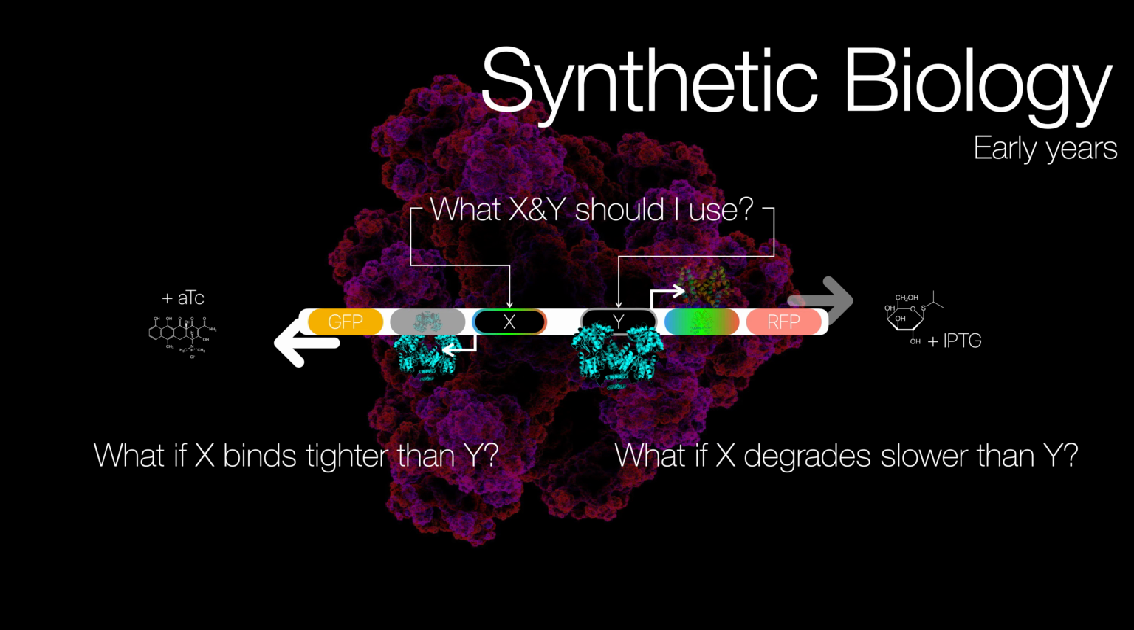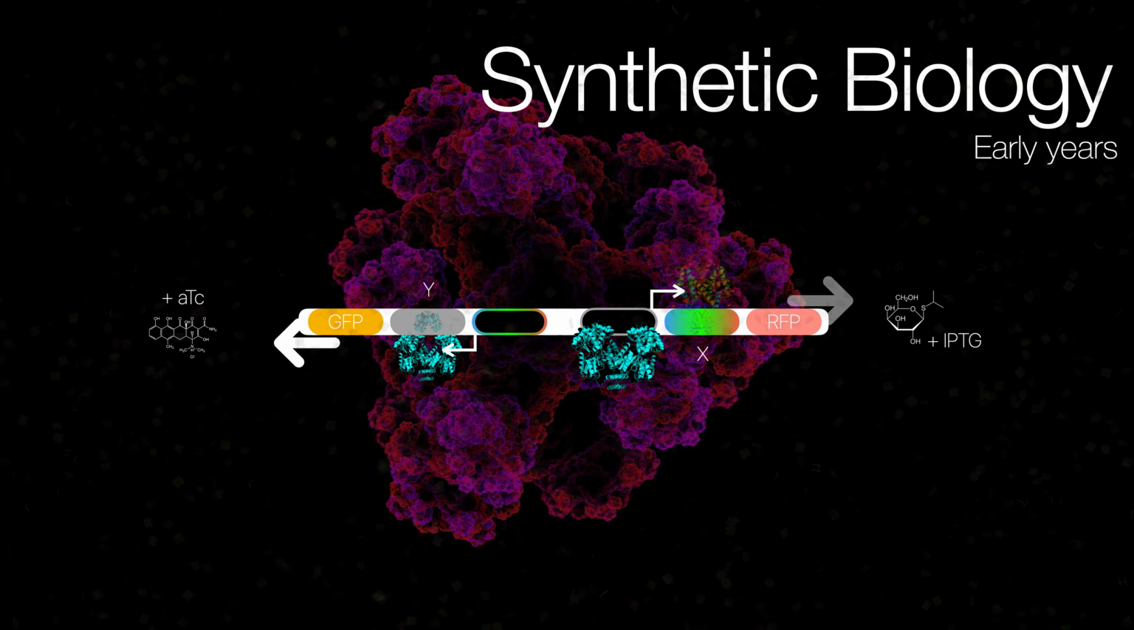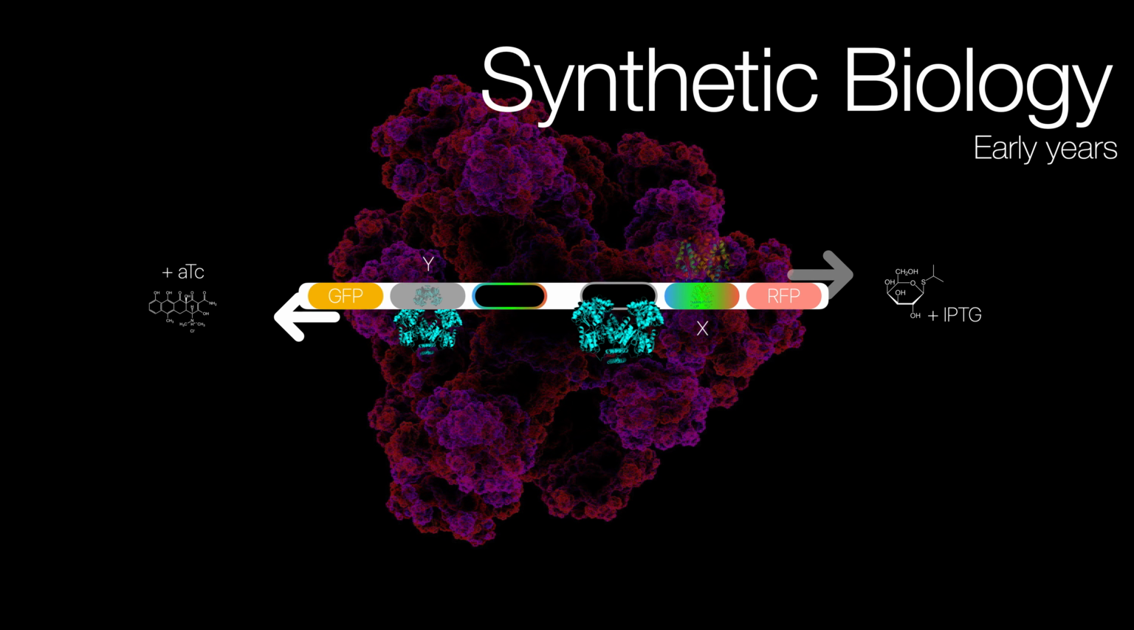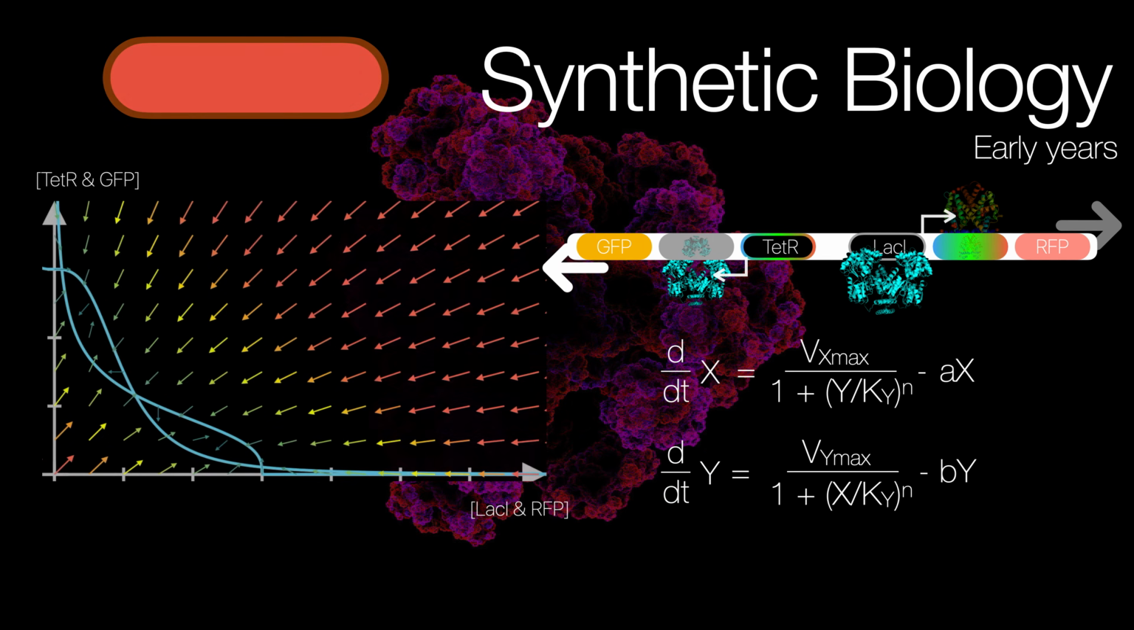Questions like these. If we didn't know any better, if we want to answer these questions, we would have to do countless experiments to make sure everything is optimized. That's neither imaginative nor really good for your research budget now, is it? So this is what scientists back then did. They came up with a model that describes the whole genetic circuit, and here it is simulated in the phase plot.